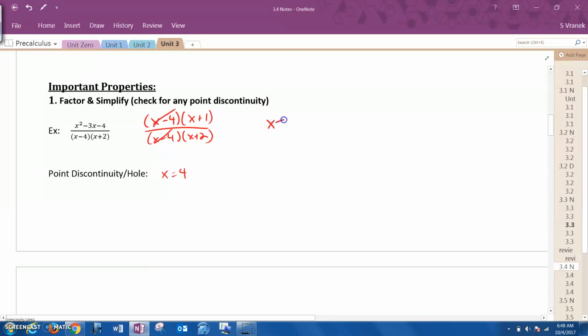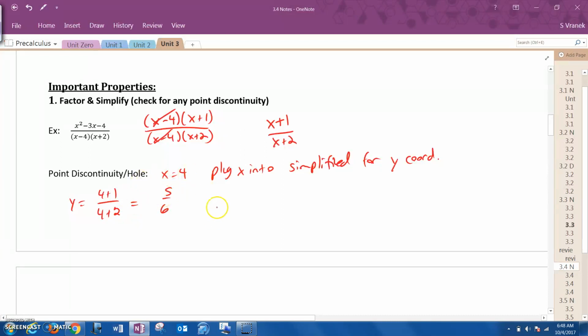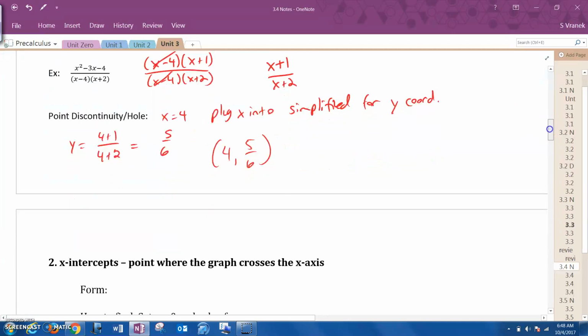The simplified version of this function is x plus 1 over x plus 2. To get the y coordinate, you plug the x into the simplified version for the y coordinate. So for y, we get 4 plus 1 over 4 plus 2, which is 5 over 6. So there is a point of discontinuity at (4, 5/6). Okay, so that's where you can get your holes from. Whatever cancels on the top and bottom, that's the x value where there's a hole.